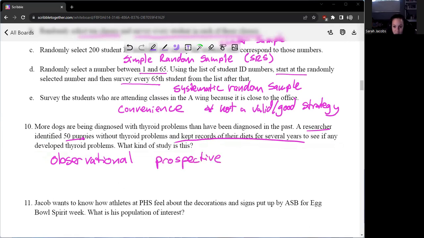He wanted to keep track of something going forward, rather than a retrospective study, where he would gather information about their diets looking back after they had developed thyroid problems or hadn't. This is prospective because he's following them.